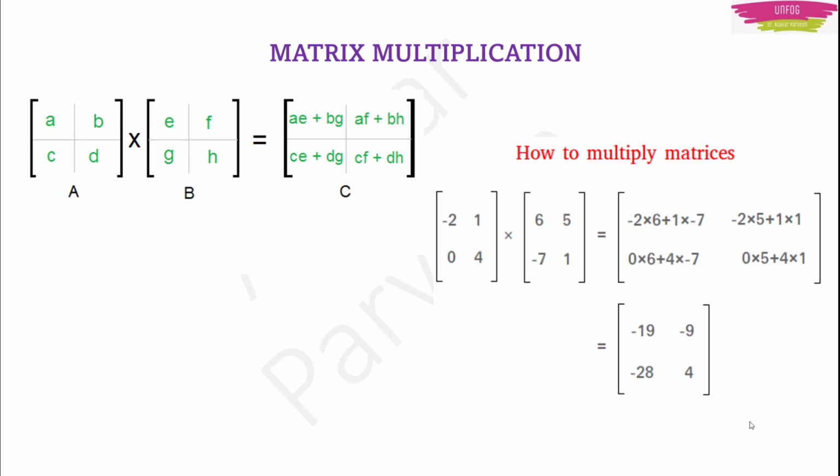What you are doing here is you are taking a number from the first row and first column, and then you are multiplying with the first column of the second matrix. Then again you are multiplying this one with -7, and then you are adding that -2 into 6 plus 1 into -7. So this is how you multiply matrices. You are just playing with the rows and columns, and when you multiply those two numbers, you add them. You just write it and see, it will be easy for you.